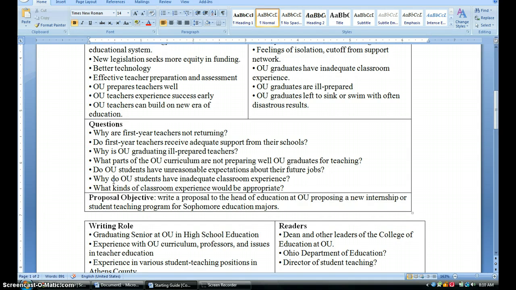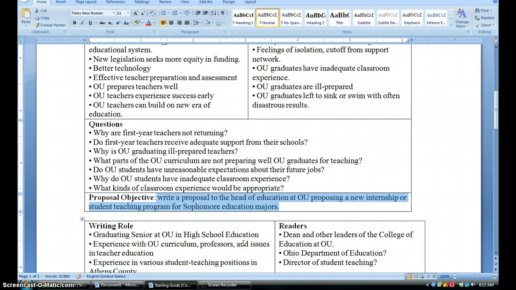Finally, why do OU students have inadequate classroom experience? Good question. And actually, that was a question that led him to his proposal objective and what kinds of classroom experience would be appropriate. Now, these last two questions led him to articulate, write a proposal to the head of education at OU proposing a new internship or student teaching program for sophomore education majors.